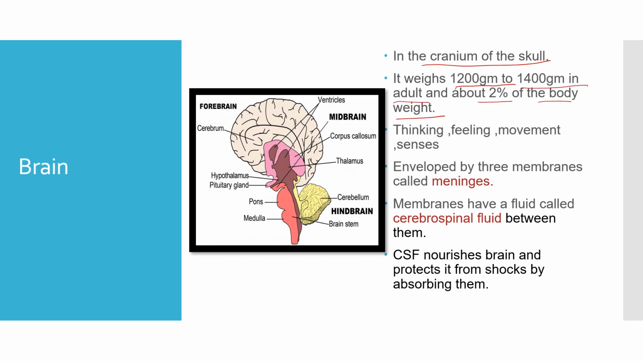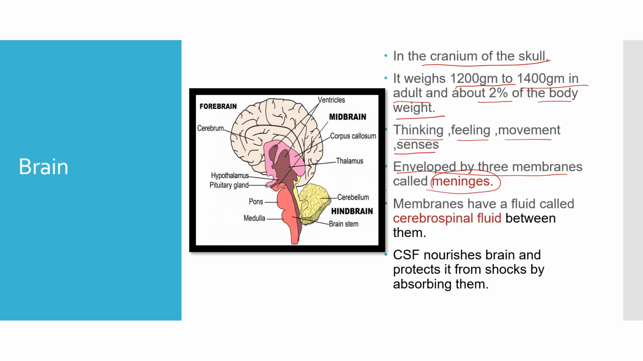Now, what are the main functions of the brain? That we will learn in detail when we are reading the different parts of the brain from the next slide. So, the main functions of the brain are thinking, feeling, movement and senses. So, if there is any problem in the brain, your thinking, your feeling, your movement, your senses all will be affected.